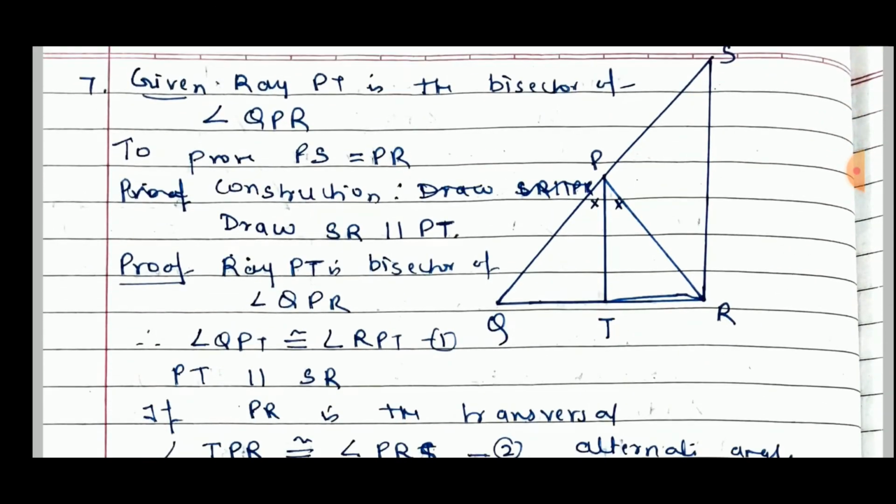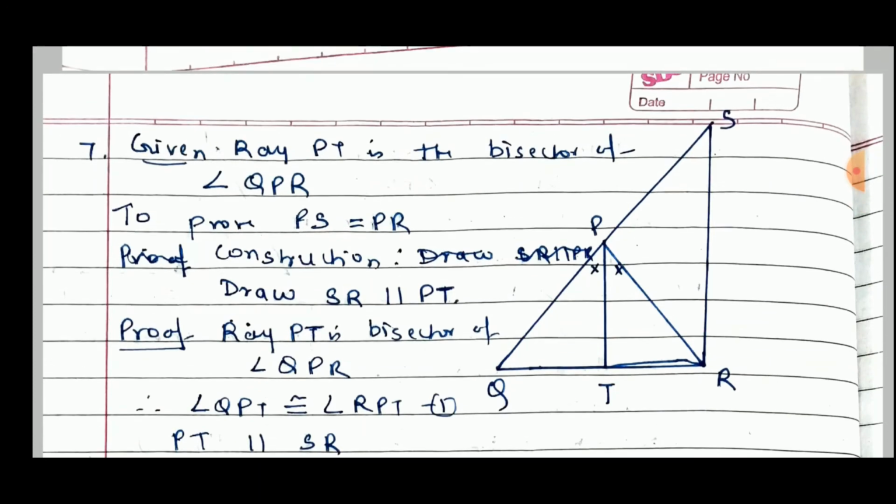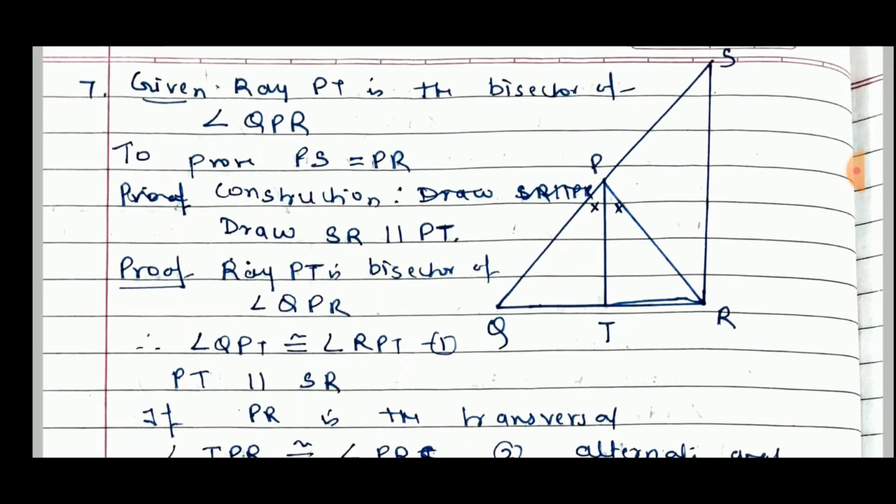Now the seventh sum. Ray PT is the bisector of angle QPR. Now to prove that PS is equal to PR. Construction: draw SR parallel to PT. Ray PT is the bisector of angle QPR, so angle QPT is congruent to angle RPT. So PT is parallel to SR.